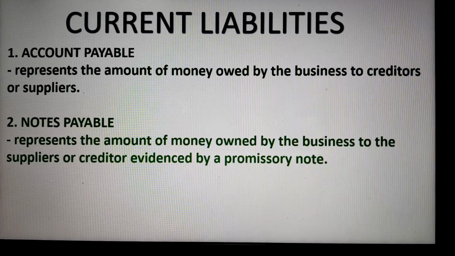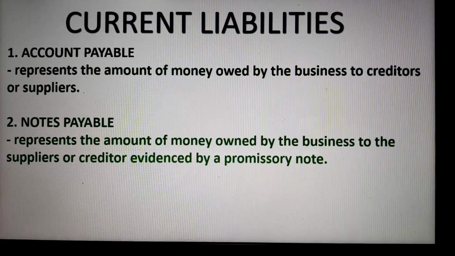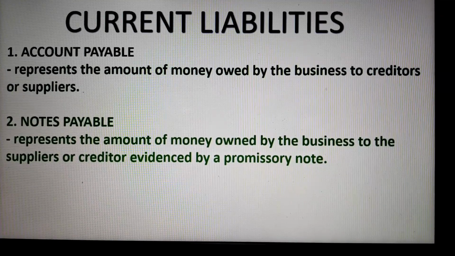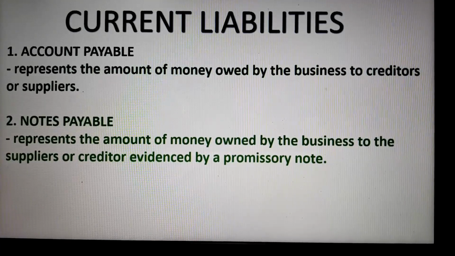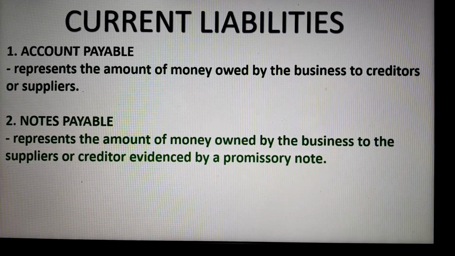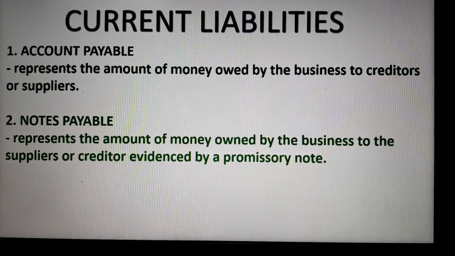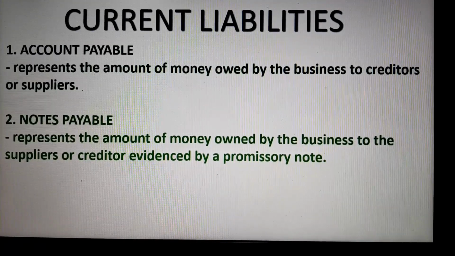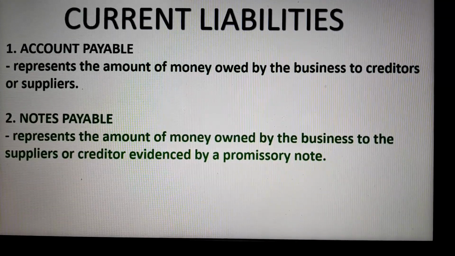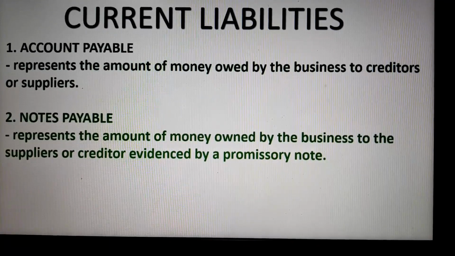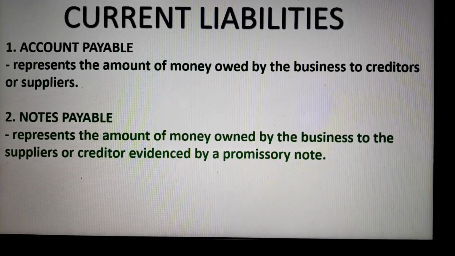Number 2 on the current liabilities is notes payable. It represents the amount of money owed by the business to suppliers or creditors, evidenced by a promissory note. In current assets, we've discussed notes receivable, which means the customer had given you a promissory note stating when he will pay the unpaid amount and the specified amount he has to pay. In notes payable, it's the other way around. You, the company or the owner itself, owe the suppliers, evidenced by a promissory note. So the company promises the suppliers when it will pay and how much it will pay.